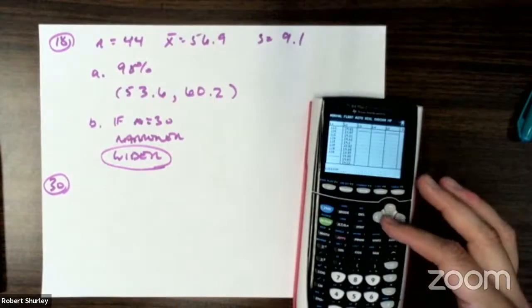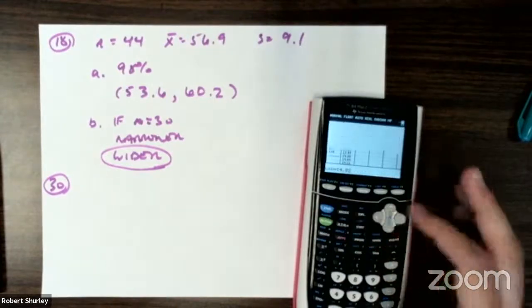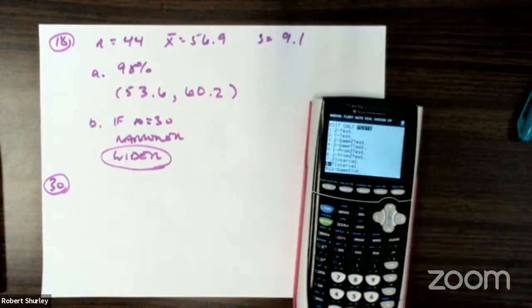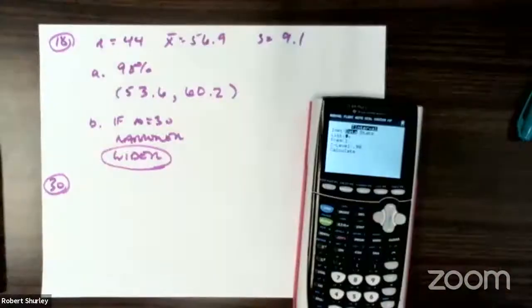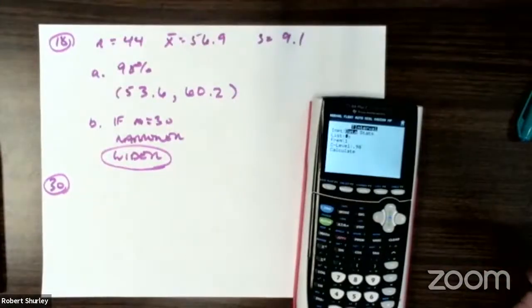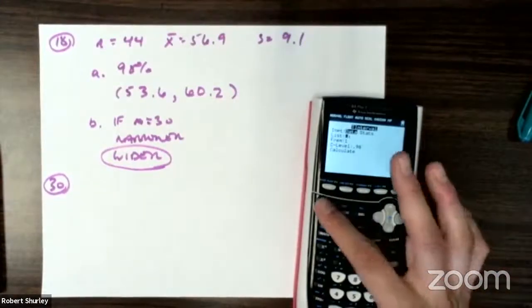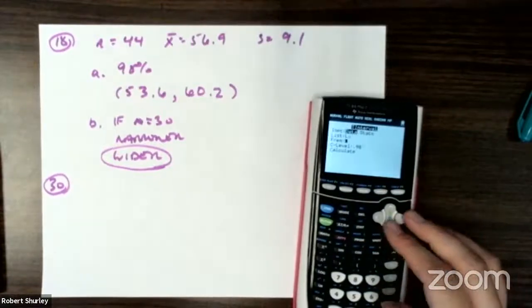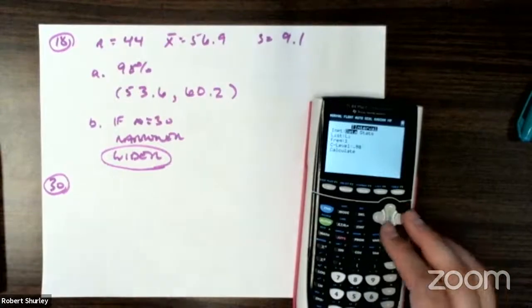So now I'm going to go into the tests, stat, test, still T interval, because I don't know the population standard deviation. It's a sample standard deviation. I'm going to do data. Now, I have to change my list. If you put it in list 1, you don't have to. I have to change my list, so I'm going to do second list, and then list 2. Is it 98%? It is 98%.